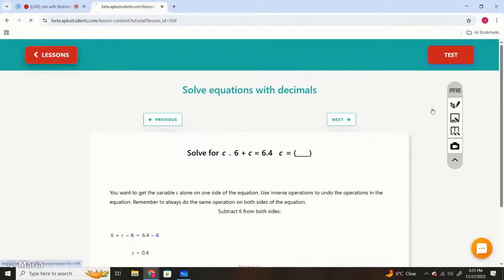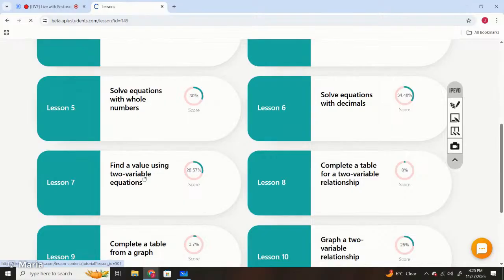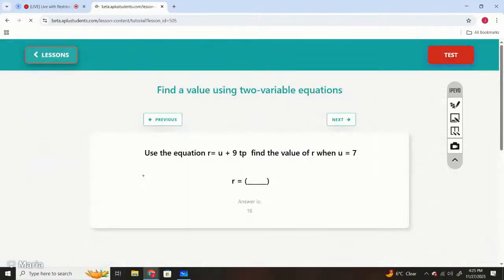The next lesson is find a value using two variable equations. So two variable equation means now we are going to solve for two variables. Now we have two variable equations, right?